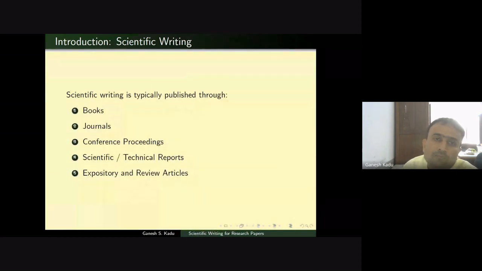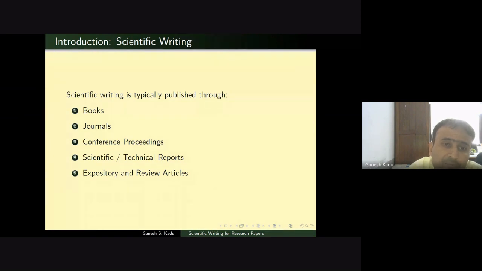Now, scientific writing is typically published through books, journals, conference proceedings. Conference proceedings are more common in, I think, engineering, whereas in sciences, there are conference proceedings, but they are not considered that prestigious. Like in engineering, some of the conference proceedings are considered very prestigious. So there are these differences, of course.